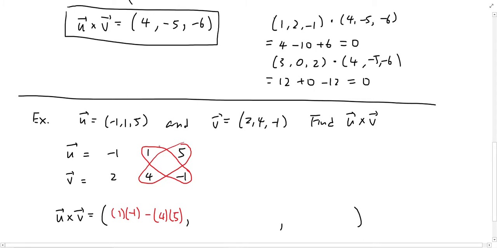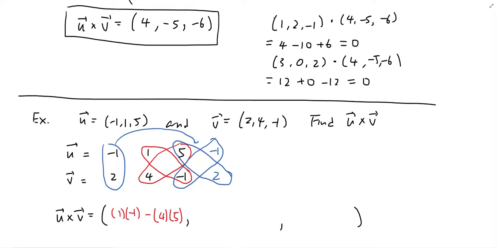Then what you're going to do is the following. To do the next number, we're going to take these two numbers and move them to here. And then form another cross. Same exact concept: these two numbers multiplied together minus these two numbers multiplied together. So therefore, this would be 5 times 2 minus negative 1 times negative 1.